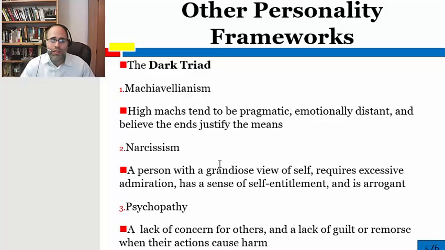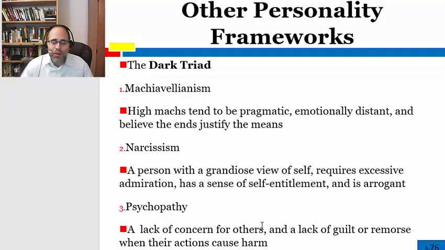Narcissism. Narcissism literally means being in love with yourself. Figuratively, it means people who have an overinflated view of themselves, who worry about themselves. Obviously, everybody worries about themselves to some extent, but narcissists worry only about themselves to the exclusion of other people. People with a grandiose view of the self become arrogant, they become self-entitled, and that's not good for working with an organization. Then there's psychopathy, or the person being a psychopath.